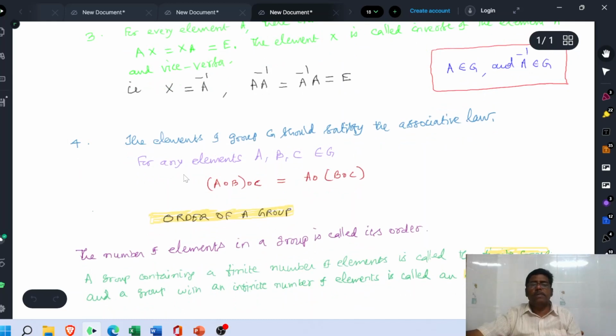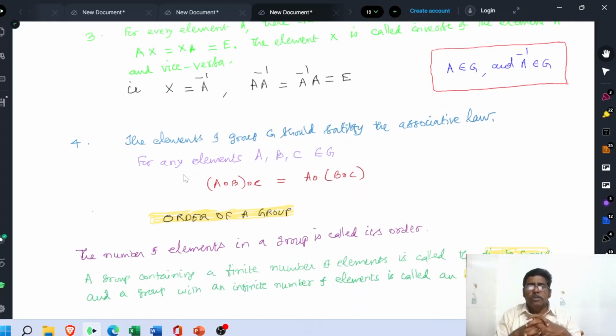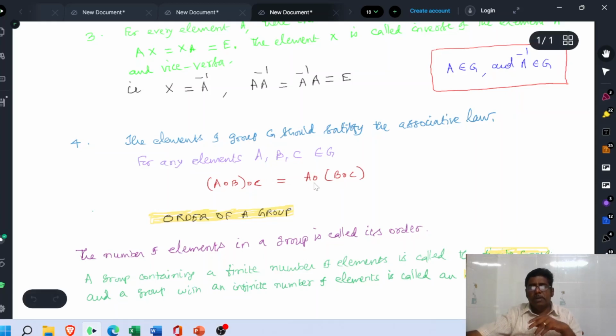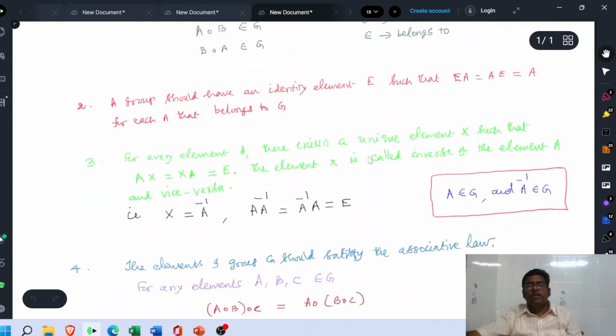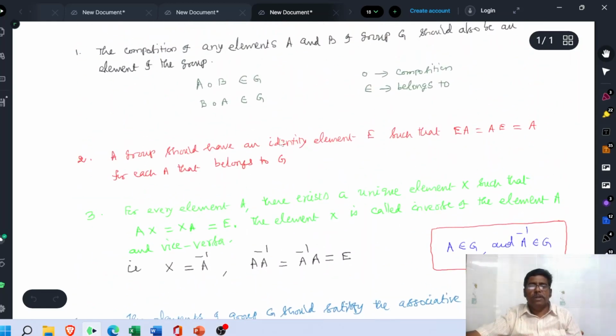And the fourth condition is that the elements of group G should satisfy the associative law for any elements A, B, C present in the group G. A composite B composite C equals A composite B composite C. If this condition is satisfied, we call this the associative law. So a group should satisfy all four conditions.